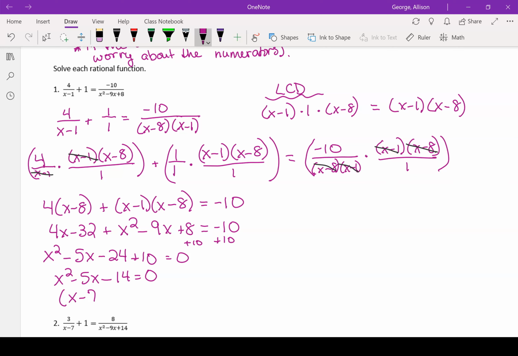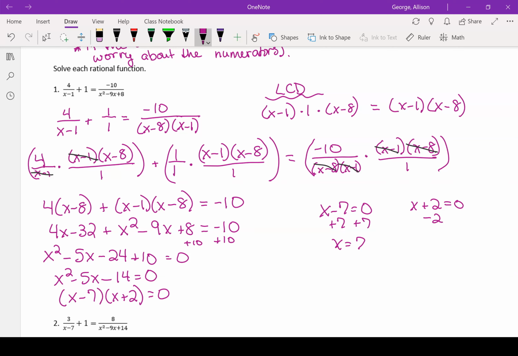So if I'm factoring this, I'm going to get x minus 7 times x plus 2. Alright, I'm going to test out both answers. Or, I'm sorry, not test out both answers. First I have to solve for both answers. So I'm going to add 7 to both sides.